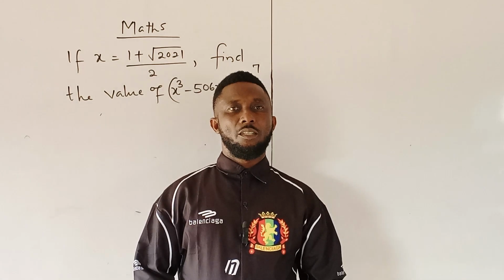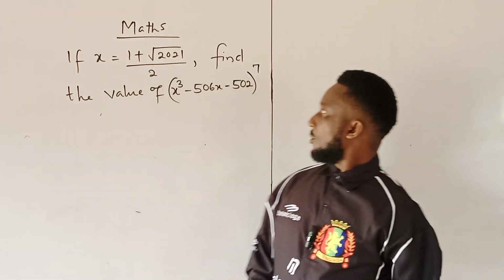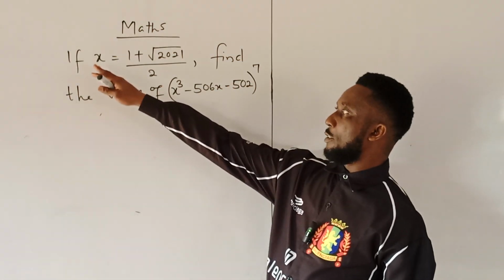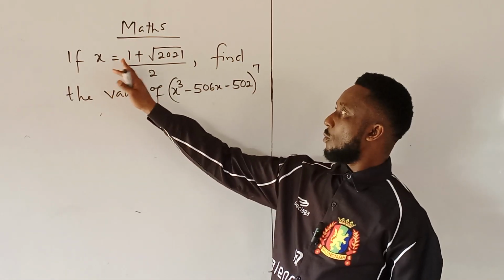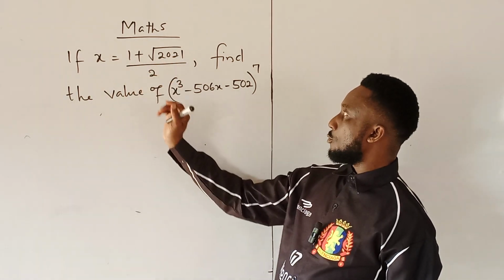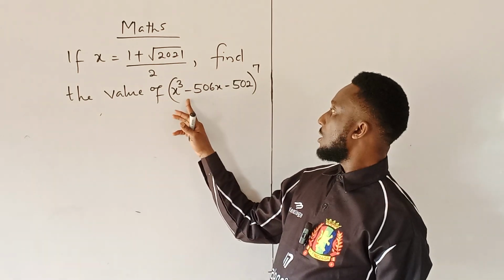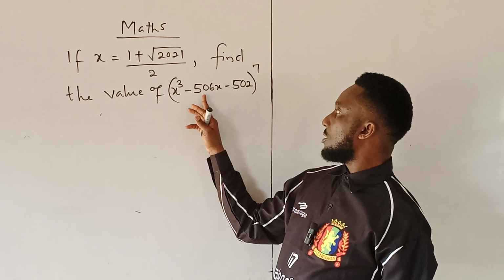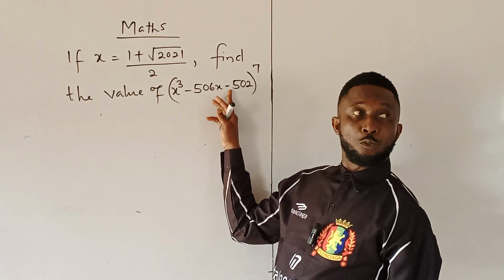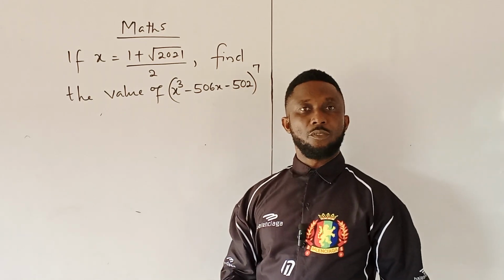It's actually a Math Olympiad problem. Now let's look at it together. We have an if statement here. If s is equal to (1 plus the square root of 2021) upon 2, we have to find the value of (s cubed minus 506s minus 502) all raised to the power of 7.